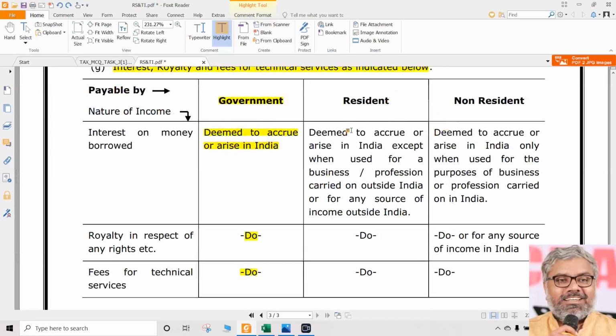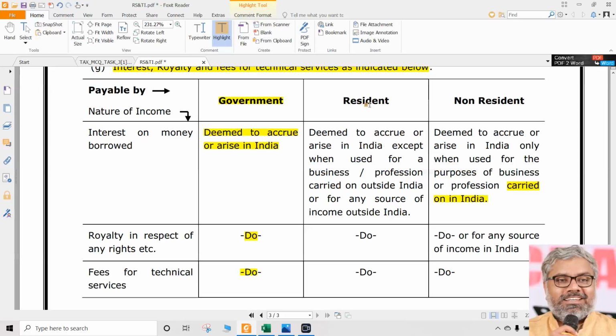Payable by a resident or non-resident. Of course, when you look at this from both sides, ultimately the logic is the same. If the amount is payable by a resident, it is deemed to accrue or arise in India, except when it is used for a business or profession carried on outside India. We are talking about what? Except outside India means automatically in India this money has to be utilized on which the interest is being paid. Same way for a non-resident, it is deemed to accrue in India only when it is used for the purpose of business or profession carried on in India. So both are similar. Here we are talking about it as an exception. Here we are talking about it as an inclusion. Ultimately the essence is the same.